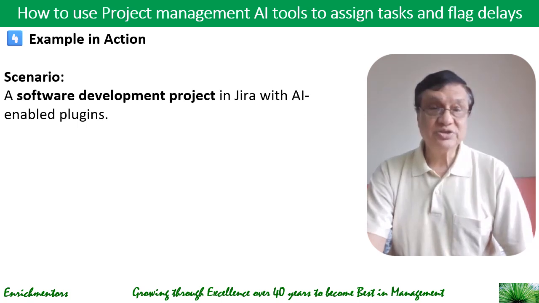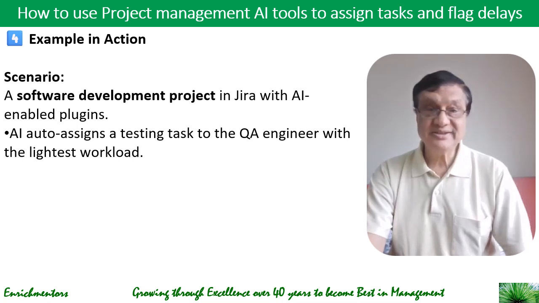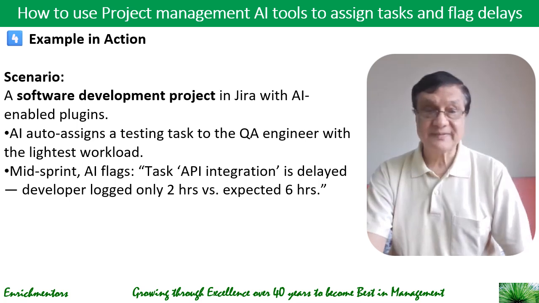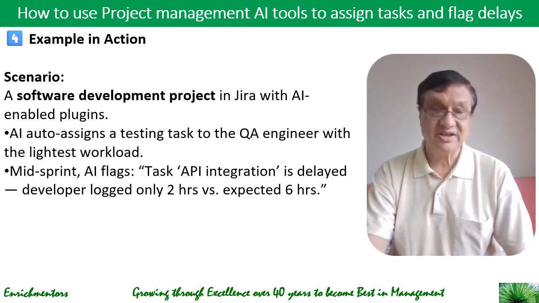The scenario is a software development project in Jira with AI-enabled plugins. AI auto assigns a testing task to a QA engineer with the lightest workload. It picks up the person with the lightest workload. And then in between the sprint, AI flags. What is the flagging? It says task API integration is delayed. Developer logged only 2 hours versus expected 6 hours.